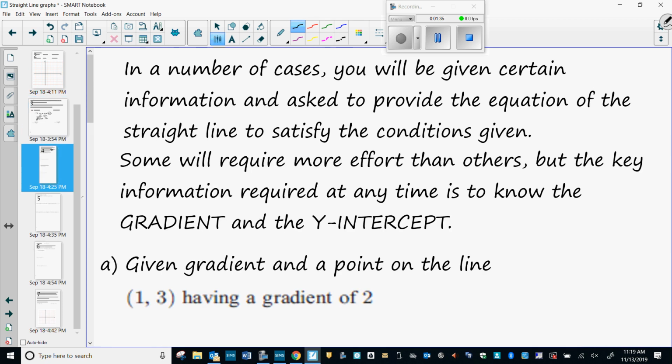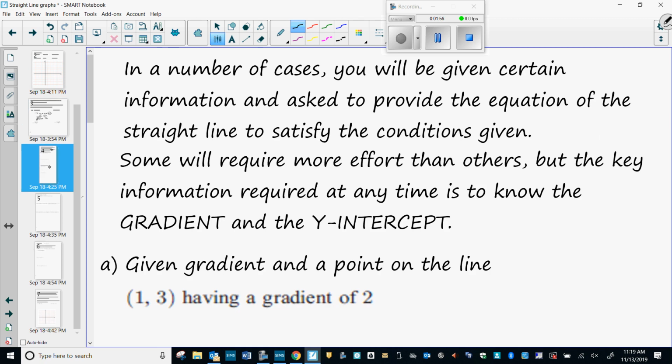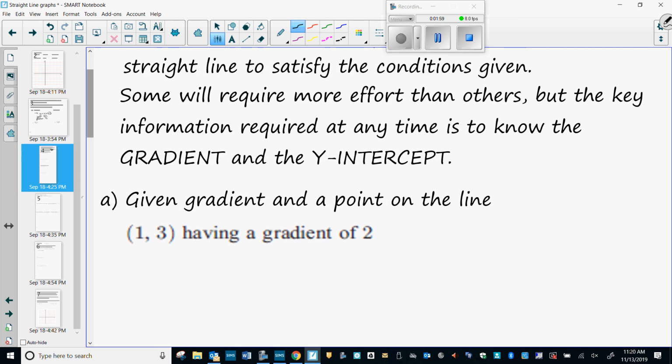Okay. So, in a number of cases, you'll be given certain information and asked to provide the equation of a straight line. Okay? Now, we have to give the full equation of it. So that means that they're going to give us some information. We need to then end up with something that looks like y equals mx plus c. Okay? So, the easiest thing to do is to remember that we just need to establish what the gradient is and what the y-intercept is. So, this first example here, we've been given the gradient and they've told us one coordinate or one point that sits on the line.